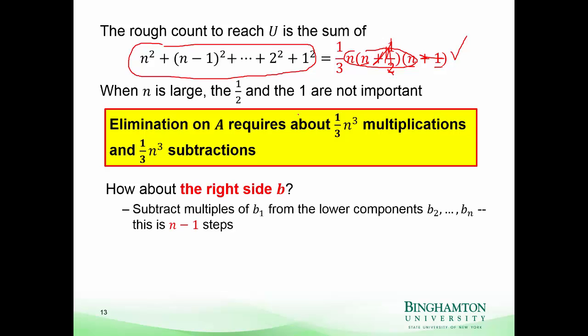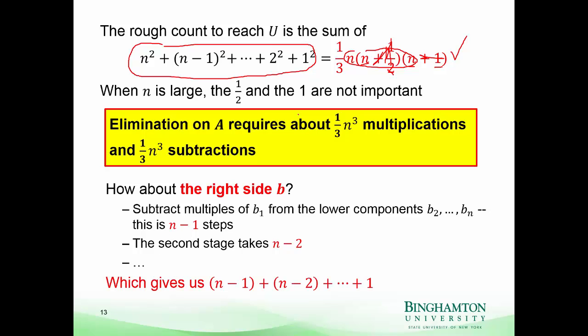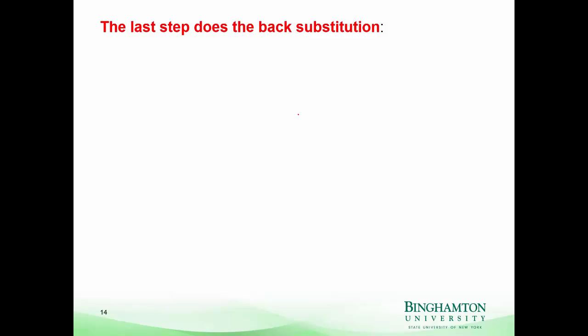So what about the right side of B? That was just to compute the U matrix after elimination. So we do a similar kind of thing. We're going to have to subtract multiples of B1 from all the components below it. That's going to take n-1 steps, and then the second stage after that would be n-2, and then n-3, and so on. So that's going to give something that looks like that.